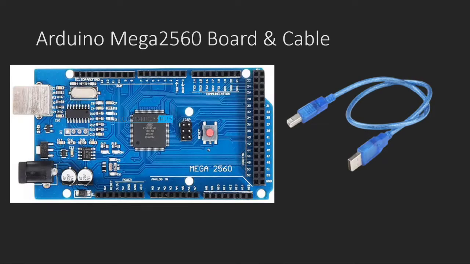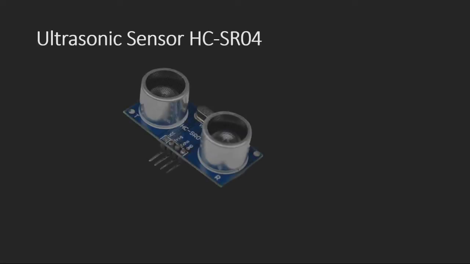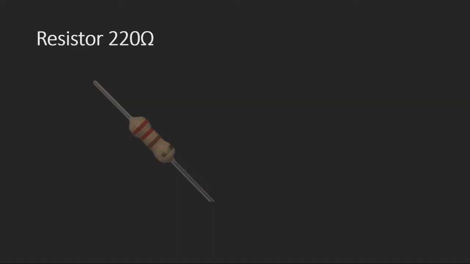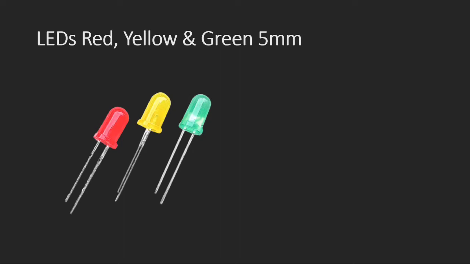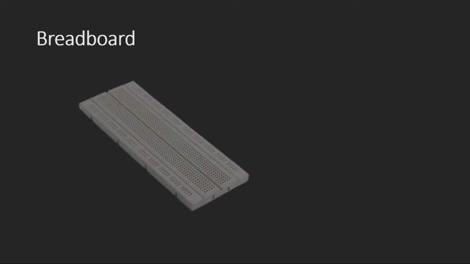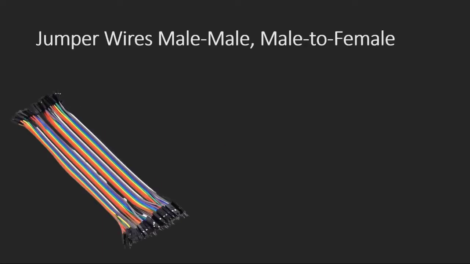Firstly, we used the Arduino Mega 2560 board. Secondly, a cable, Arduino to USB. Sensor HC-SR04, resistors of 220 ohms, LEDs which are green, red, yellow of 5 mm size, a breadboard, jumping wires, and a laptop with Arduino IDE installed for programming.